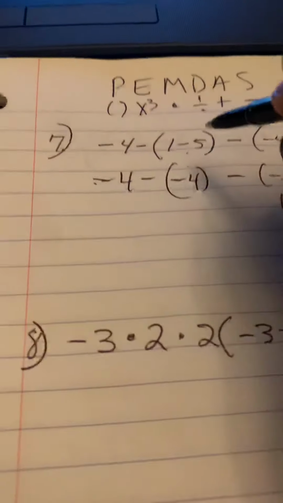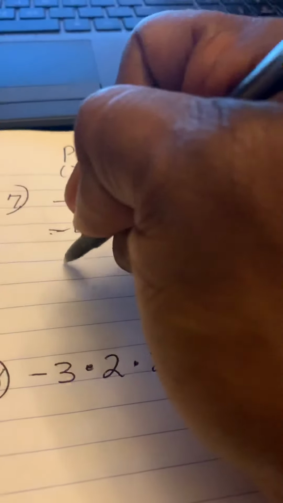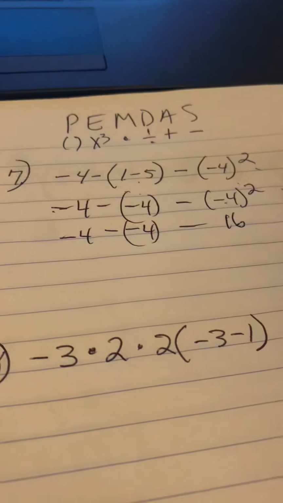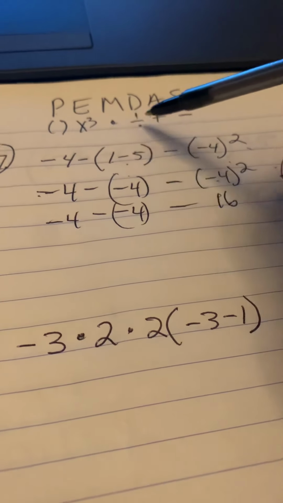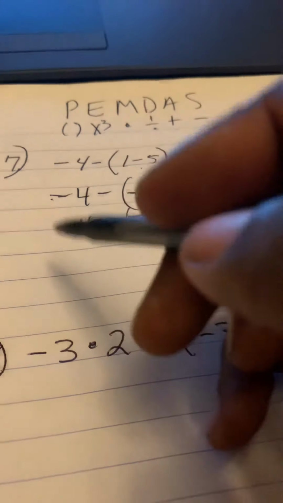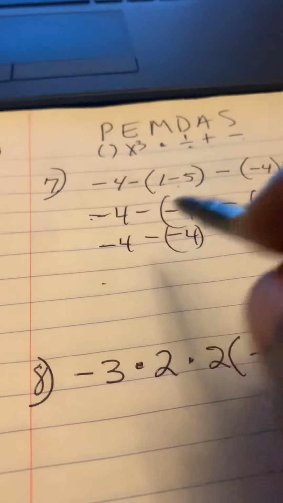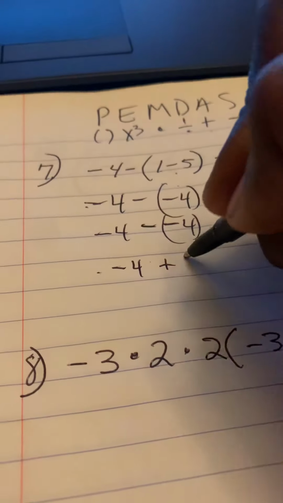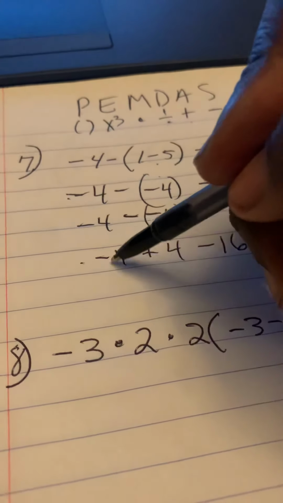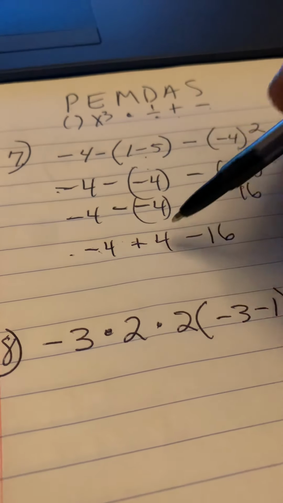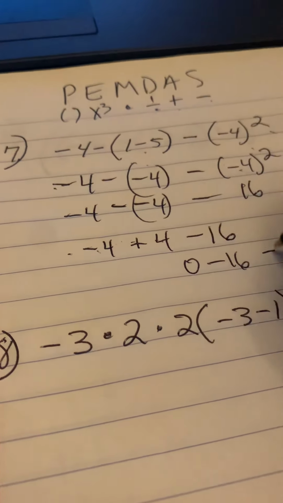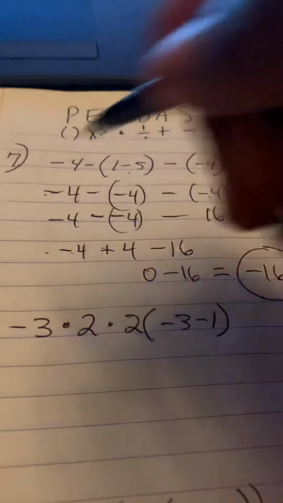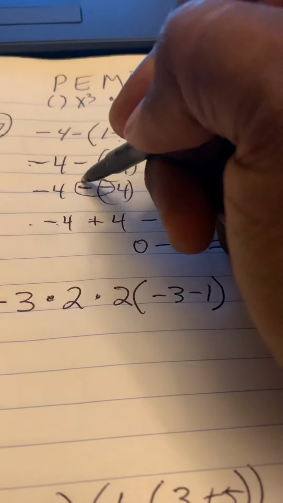So let's break everything down. This is negative 4 minus negative 4, still in parentheses, minus 16. No multiplication, there's no division, so let's do addition and subtraction. So this is negative 4. Oh, 2 minuses right next to each other becomes a plus. So this is really negative 4 plus 4 minus 16. Negative 4 plus 4 is 0. 0, take away 16, equals negative 16. This was the tricky part right here, when 2 minuses make a plus. They're right next to each other.